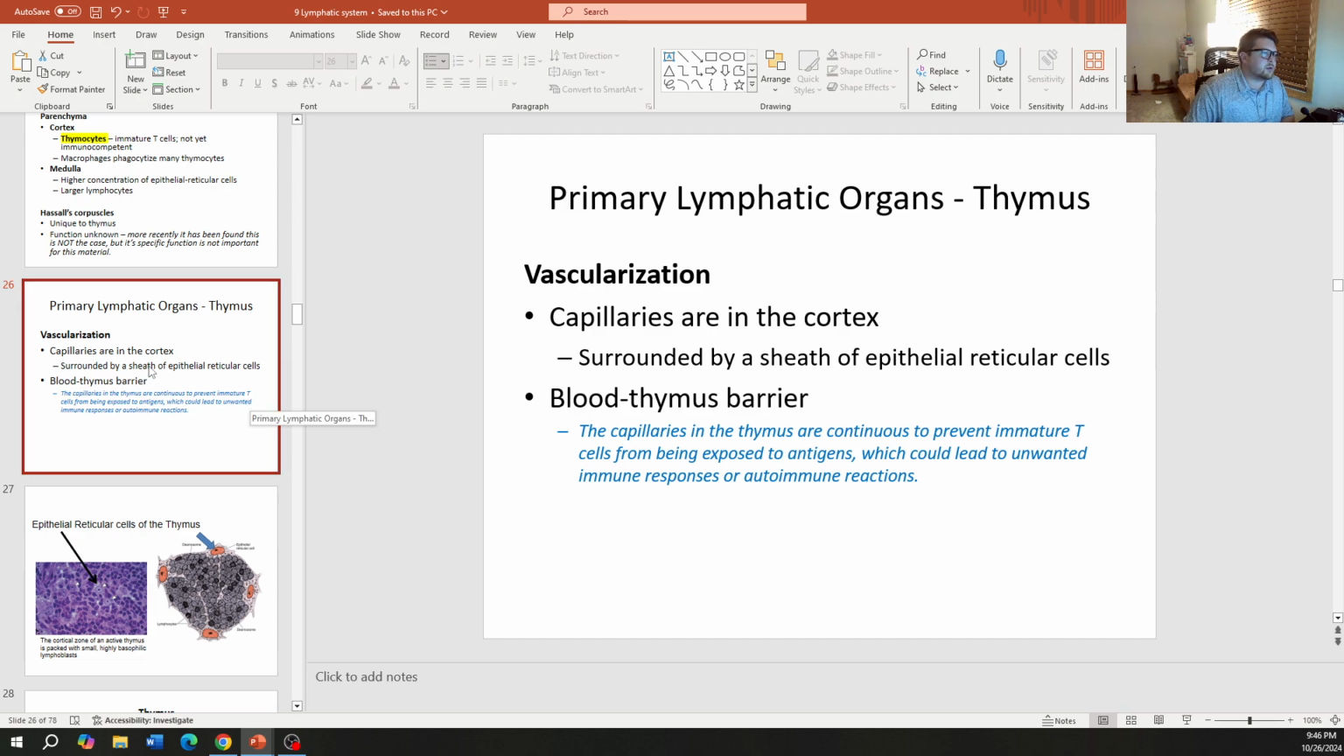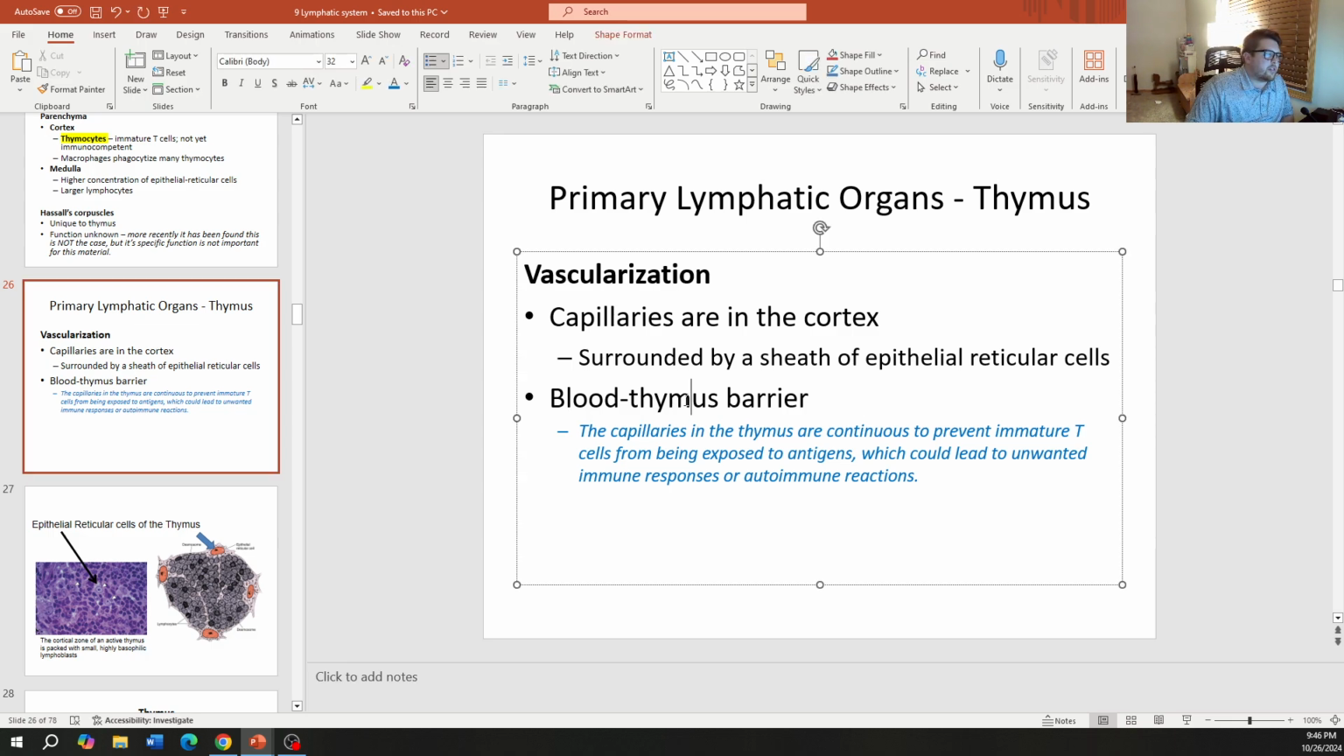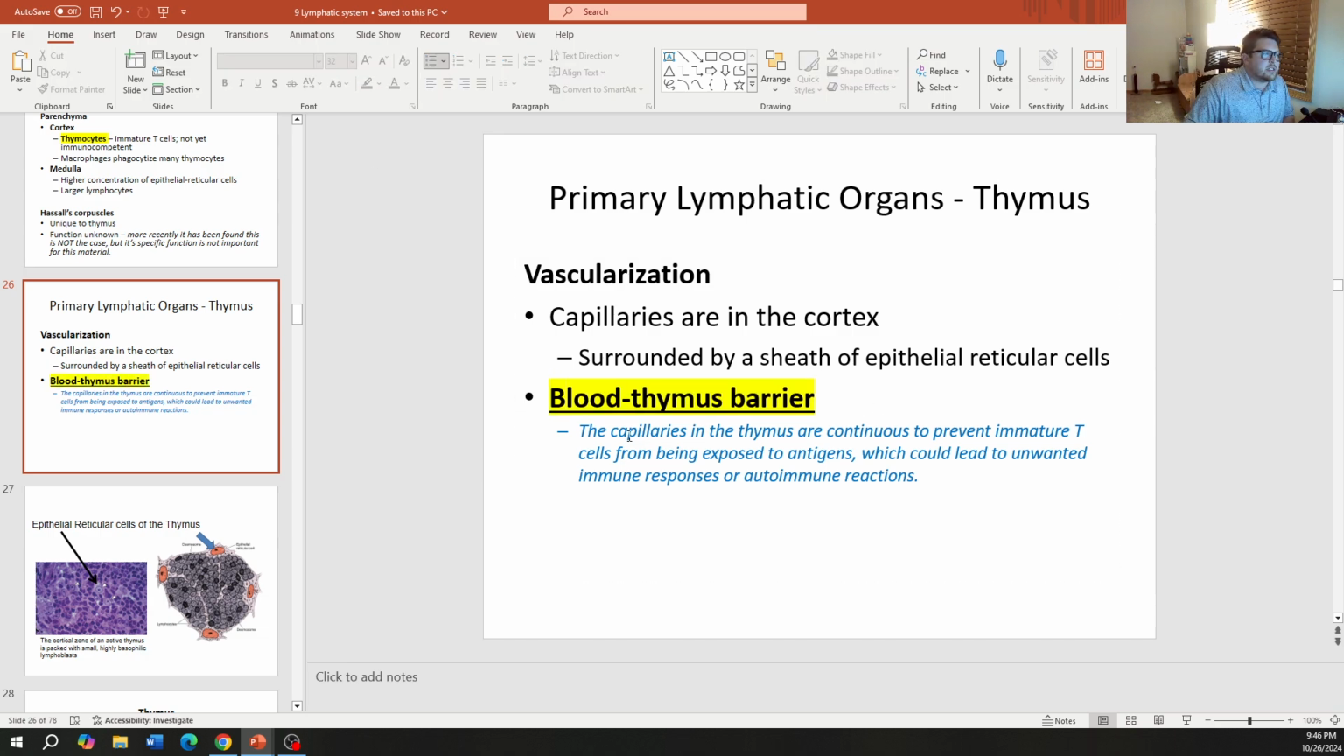Of course, the thymus also needs blood vessels. Capillaries are located in the cortex, surrounded by a sheath of the epithelial reticular cells. And there's also something called the blood-thymus barrier, much like the blood-brain barrier. I'm going to want you to remember this terminology specifically. Essentially, the capillaries in the thymus are continuous.